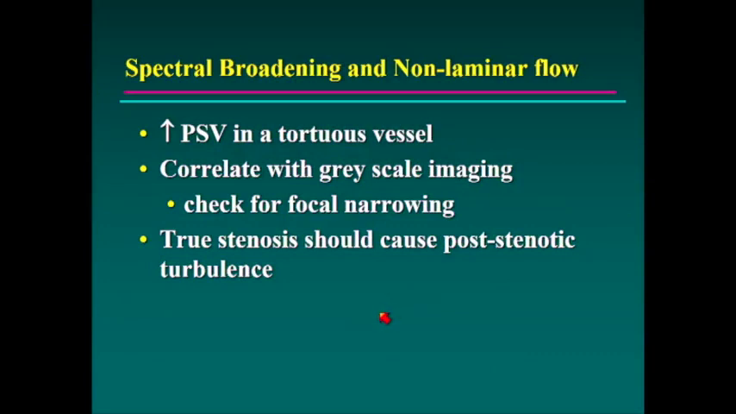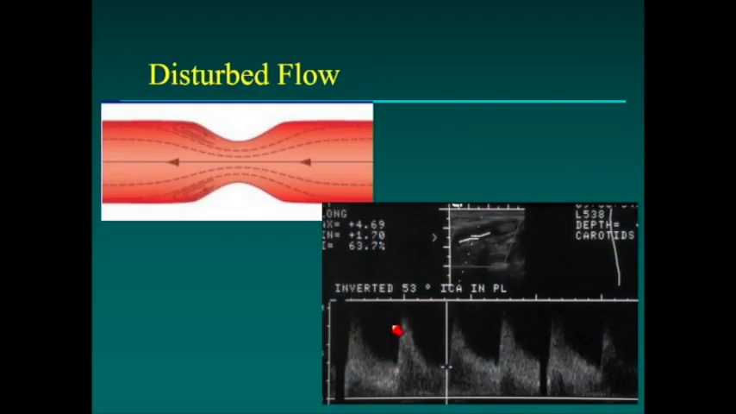But spectral broadening occurs in areas where there is non-laminar flow or disturbed flow. It's seen in areas where there are bifurcations, where, of course, where there's disease, and it's also seen in smaller vessels. So this spectral broadening that we talk about is represented in the spectral Doppler waveform as this filling in of velocities underneath the envelope of peak systolic velocities, and so you get that, sometimes called the acoustic window, filling in.